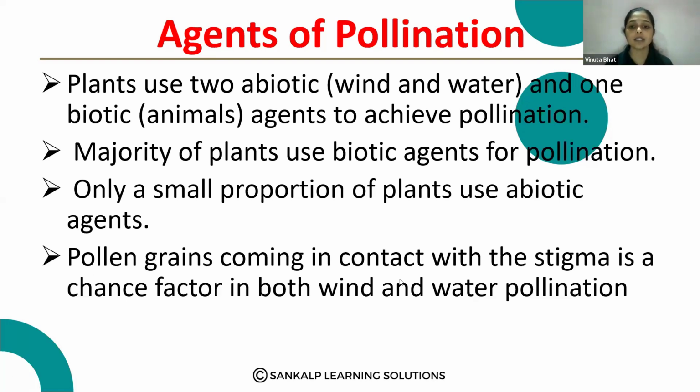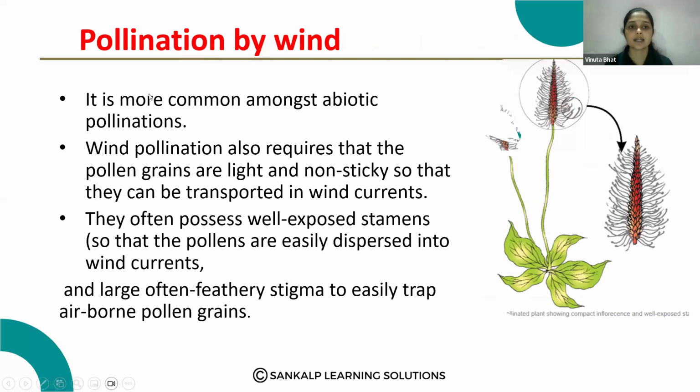Pollen grains coming in contact with the stigma is a chance factor in both wind and water pollination. So let us start with the abiotic agents of pollination. The first one is pollination by wind.